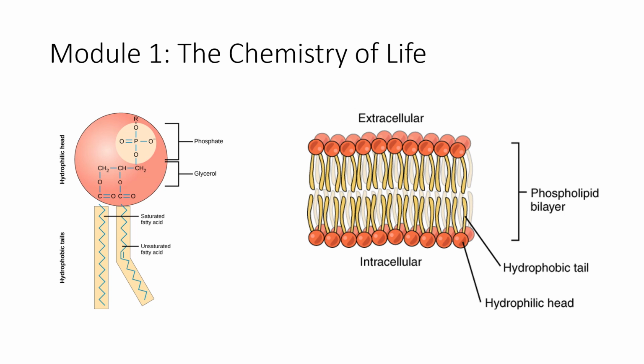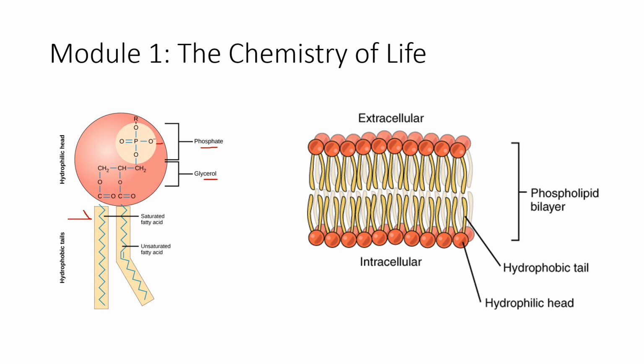This is a phospholipid. This is how it's typically depicted. There's a phosphate up here. Phosphate is a phosphorus with some hydrogens attached. This is one of what we call polyatomic anions. It has a negative charge here. There's a glycerol, and then there's a couple of fatty acid tails.